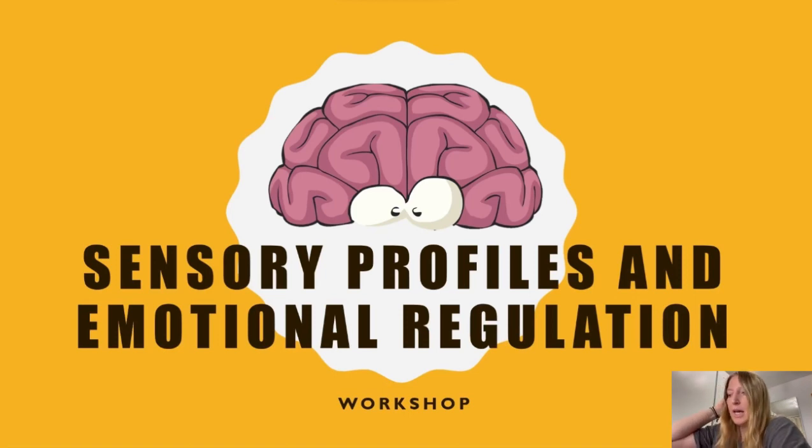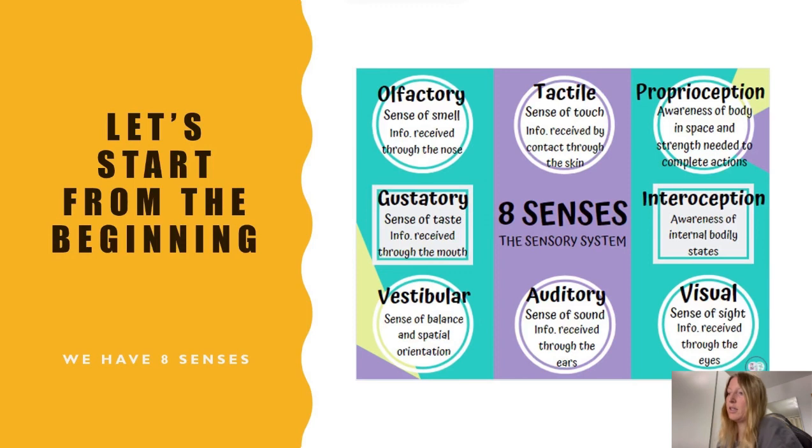So we're going to learn about the sensory profiles and emotional regulation in children. Let's start from the very beginning. Since we are little, we are taught that we have 5 senses, but actually we have 8. Maybe you can find them listed as 7, and I'm going to explain why. The 8 senses: we know the typical ones, the olfactory, the tactile, the gustatory, the auditory, and the visual. But we also have another sense called proprioception, and it's basically the awareness of your body.